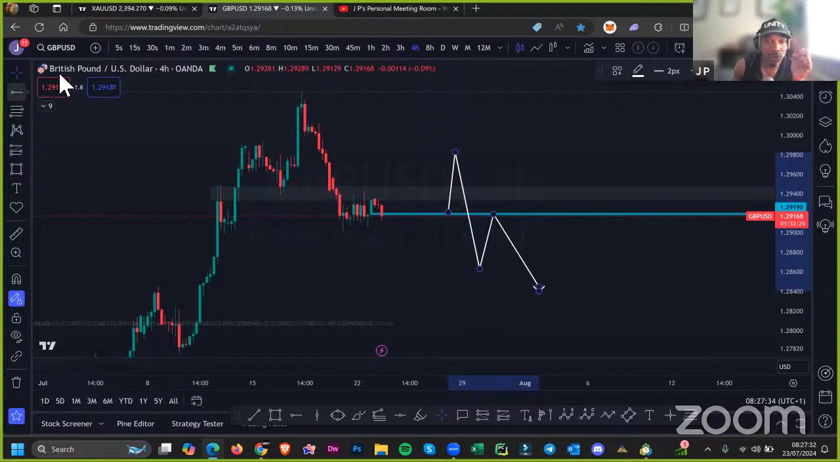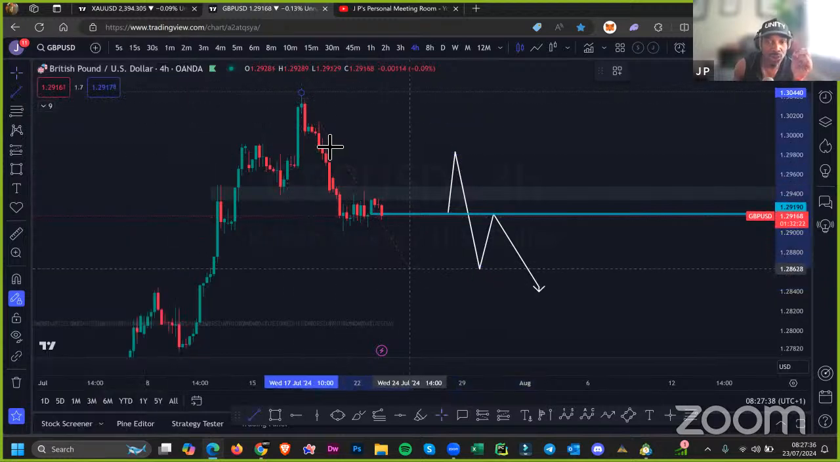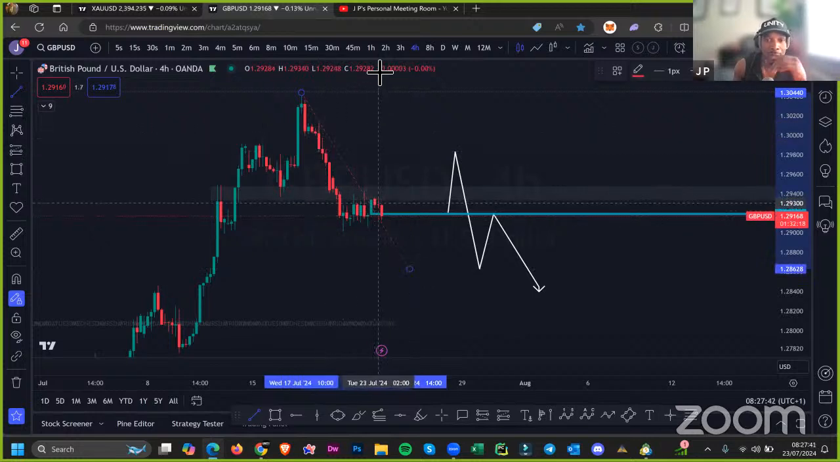However, I am also fully aware that the market has been making these lower lows and lower highs, and we're here at the moment. This market could decide to just rock and roll. Now, I want to do the bigger picture analysis, but let's just keep an eye on this quickly.